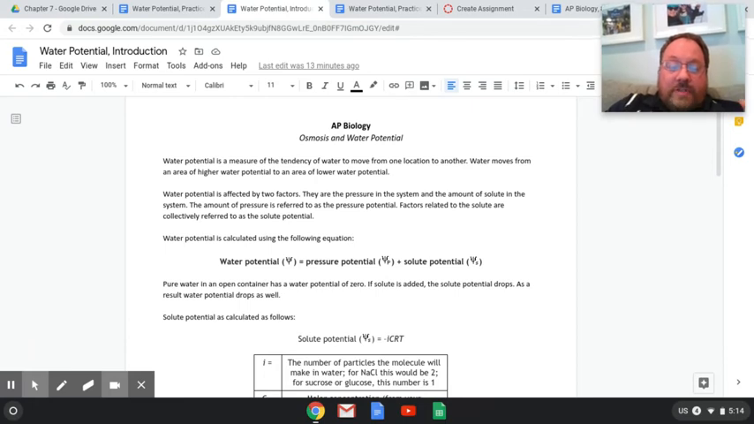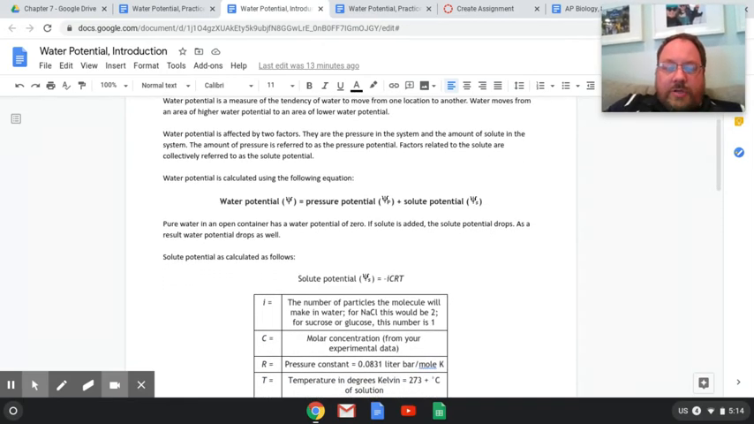Okay, water potential itself is affected by two factors. They are the pressure in the system and the amount of solute in the system. The amount of pressure is referred to as pressure potential, and factors related to solute are collectively referred to as solute potential. So there are a number of factors related to solute potential. Water potential is calculated with this equation that we see here. Water potential equals your pressure potential plus your solute potential. So you have the little psi, and then the subscript P or subscript S to indicate pressure potential and solute potential. Of course, this equation will be provided on the equation sheet, so you don't have to memorize it. You just got to be able to use it.